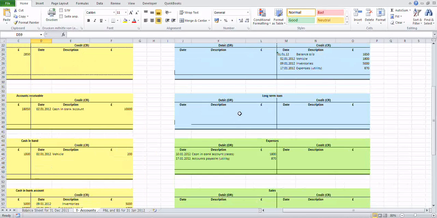Therefore, the 20th of January 2012, cash in bank account, £5,000. There you go. We have the next transaction already covered. That's very good. Let's look at the 7th transaction. So 2 more to go.